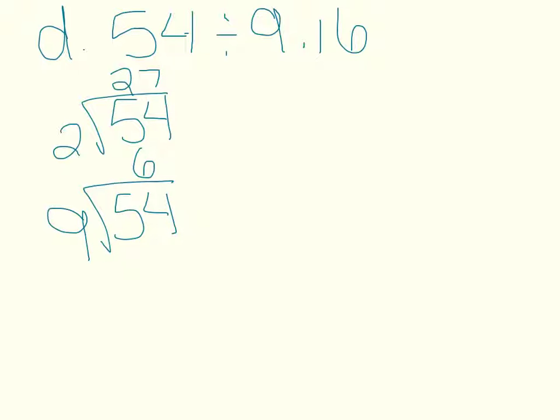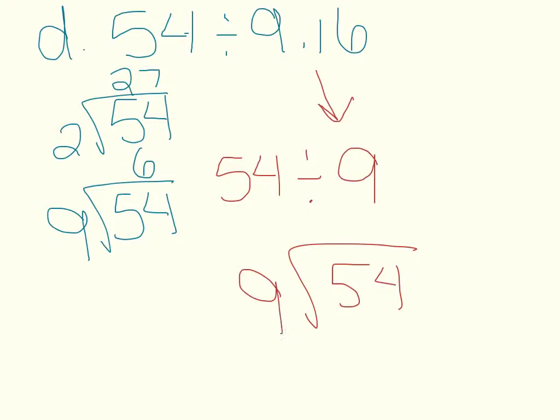So, 9 is actually close to 9.16. So I should round my 9.16 down to 9. When I do this, I get the problem 54 divided by 9. Putting the 54 inside and the 9 on the outside, we get the answer to be 6. So, when we estimate 9.16 down, we get our answer to be 6.